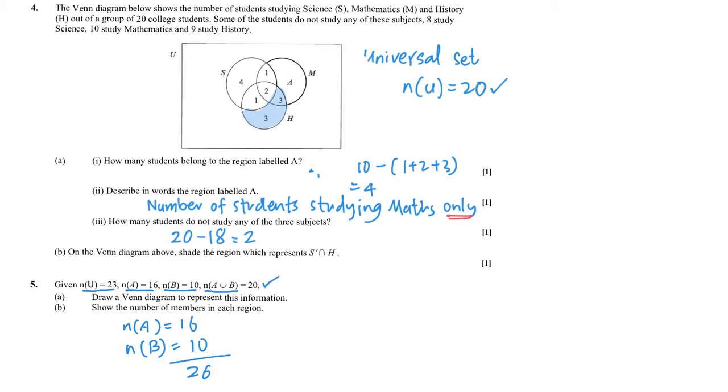So it means that there must be an overlap area. There will be an overlap area which consists of 6 for each. Okay, so let's draw the Venn diagram now.